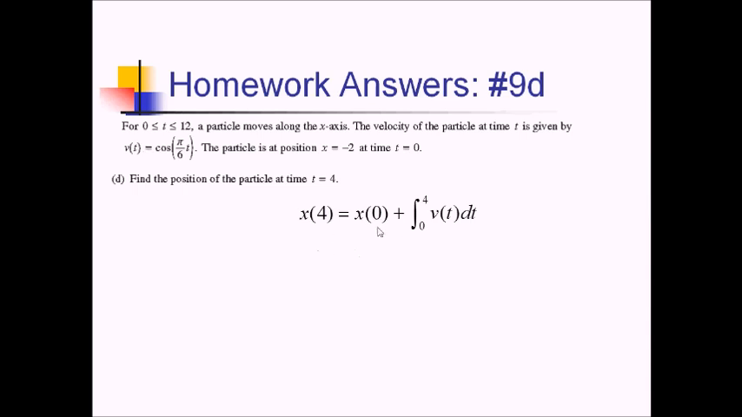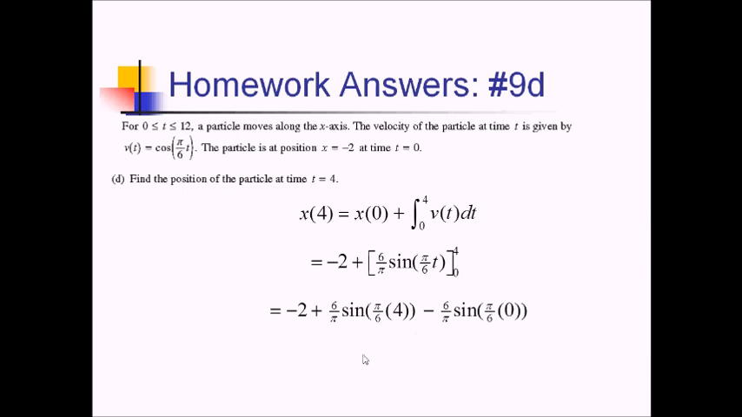All right, so to actually put some numbers in here, we have negative 2 there, and now I need to take the antiderivative of velocity. So that's going to be sine of pi over 6 t divided by pi over 6. So that's going to be 6 over pi times sine of pi over 6 t, evaluated from 0 to 4. So I've got negative 2 plus all this with 4 plugged in, minus all this stuff with 0 plugged in.